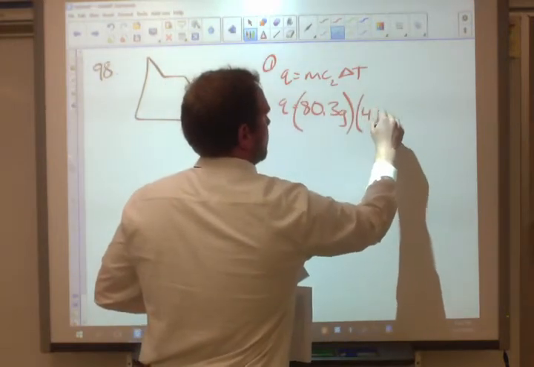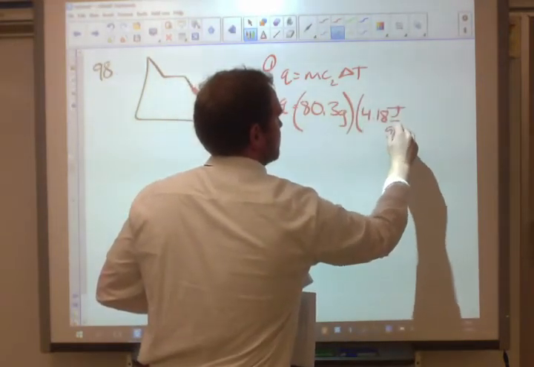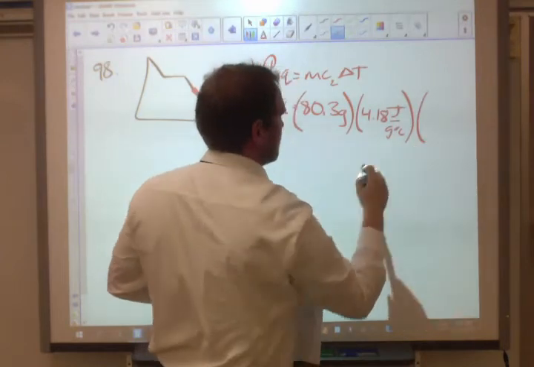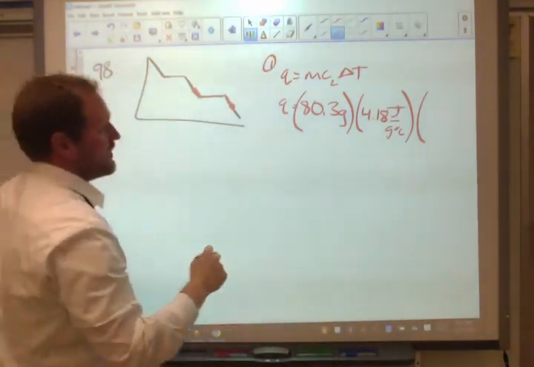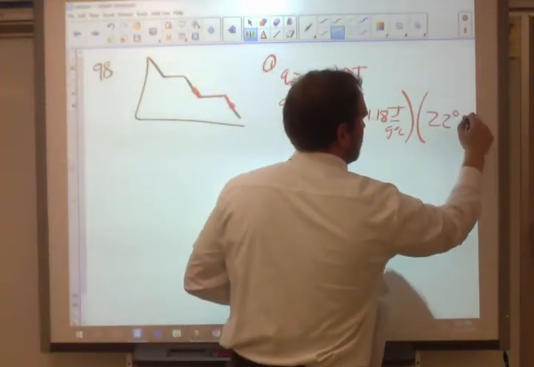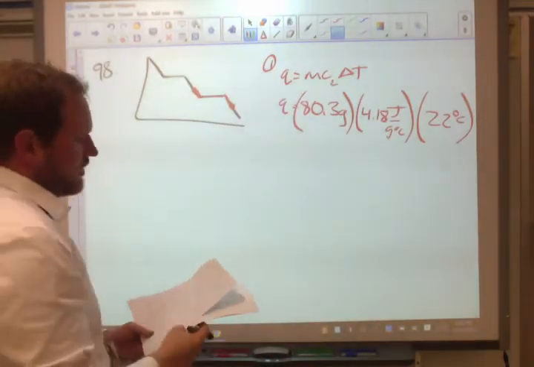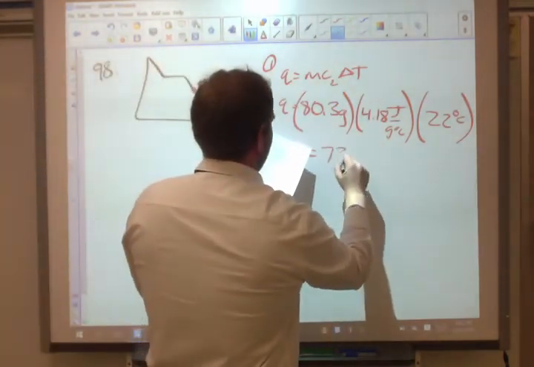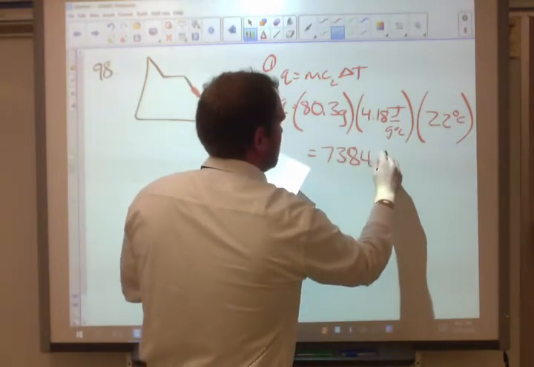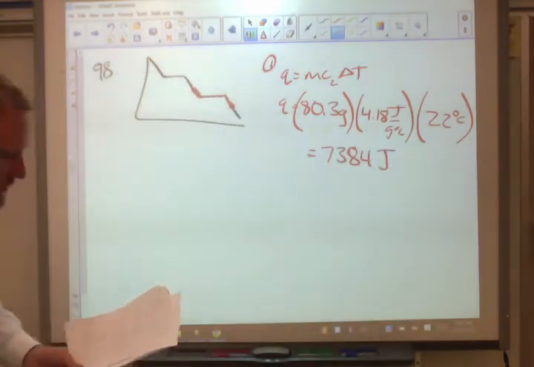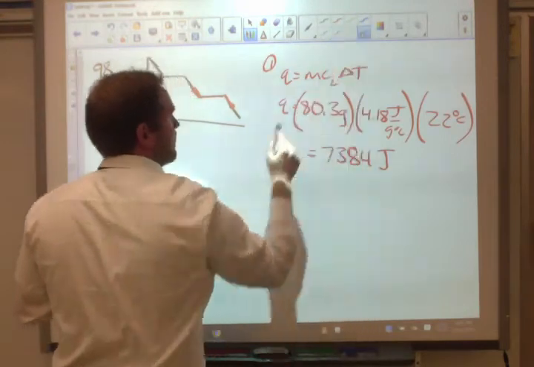C2 is 4.18 joules per gram degree Celsius. And delta T for step 1 is going to be 22 degrees because it goes from 22 to 0. Okay? You work this out and it comes out to 7,384 joules. I'm always going to leave my sig figs to the very end in this case.